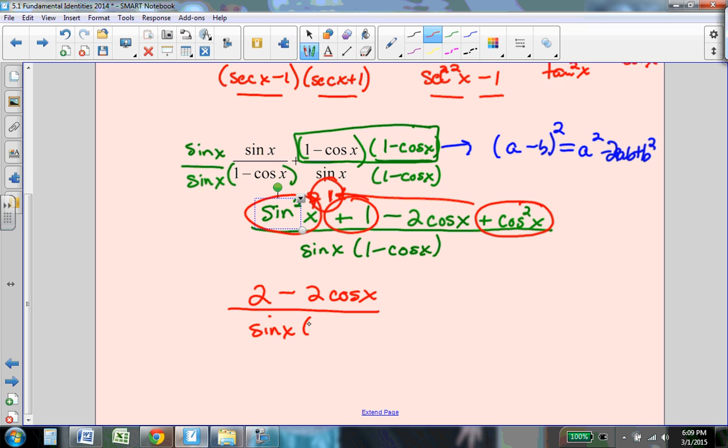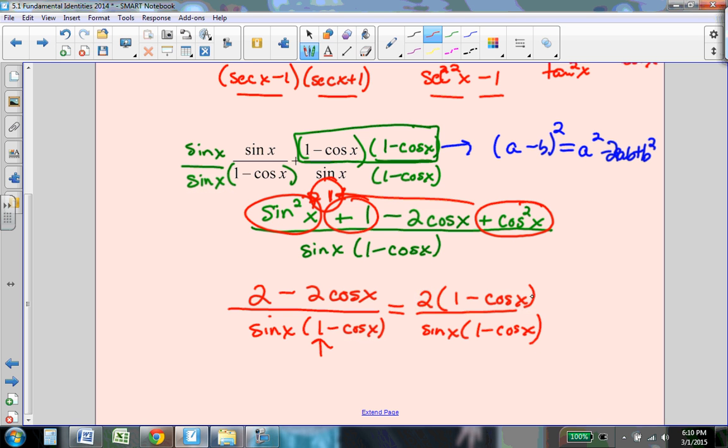So my sine, and my 1 minus cosine of x in the denominator. And let's read that. So maybe we should factor out a 2. So that would be 1 minus the cosine of x, and I'm putting that over sine and my 1 minus cosine.